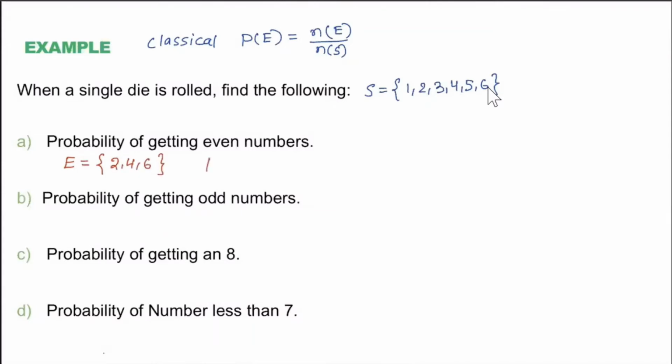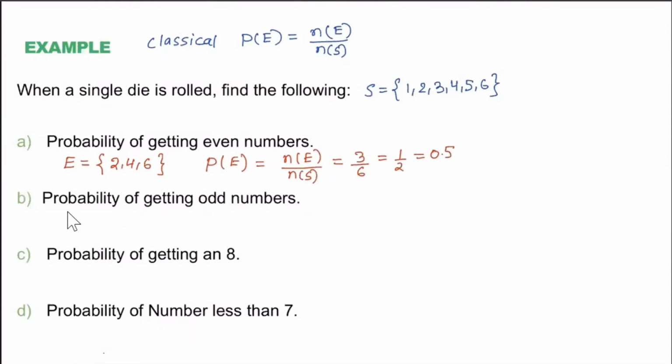So the probability that you'll get even numbers is equal to the number of even numbers divided by the total number in the sample space. So the even numbers, you have 3 of them out of 6, which is half, or 0.5. That is the probability of getting even numbers when you roll a single die.